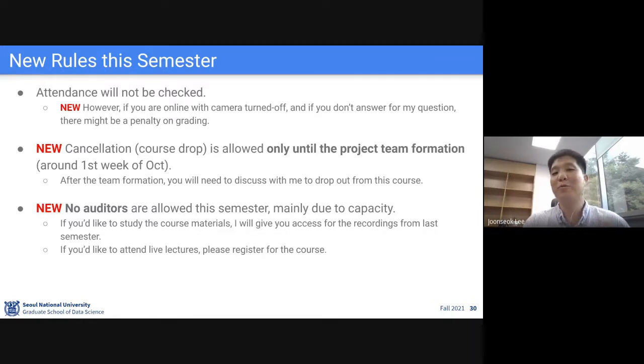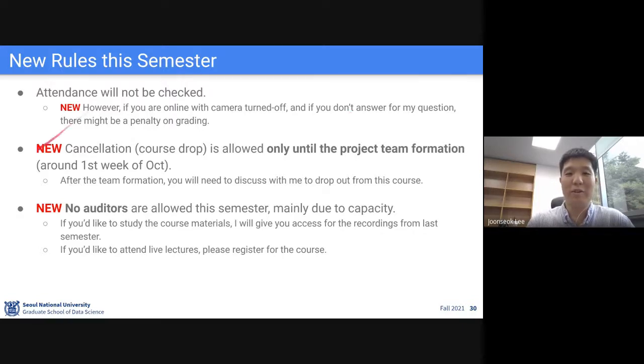But if you come to class and turn off your camera and just pretend attending, and if I ask you a question and you don't answer it, then you may be degraded. So please do not pretend you are attending. So the basic policy is that you have to come. When you come, you have to turn on your camera, and that's okay. Then when I ask you a question, just please answer it. But if your camera is turned off, and when I ask your questions you don't answer, then there may be a penalty, okay?